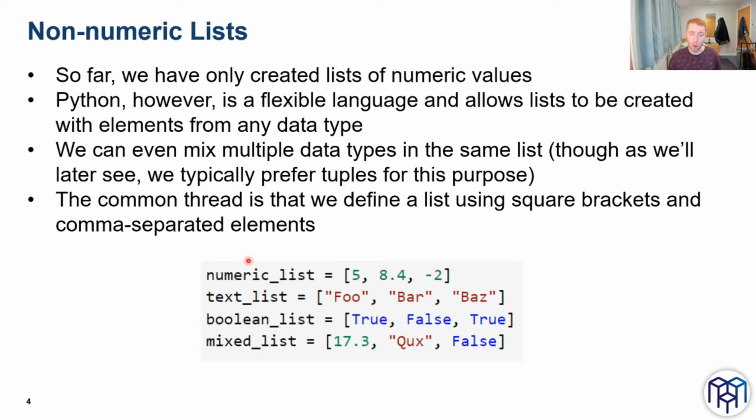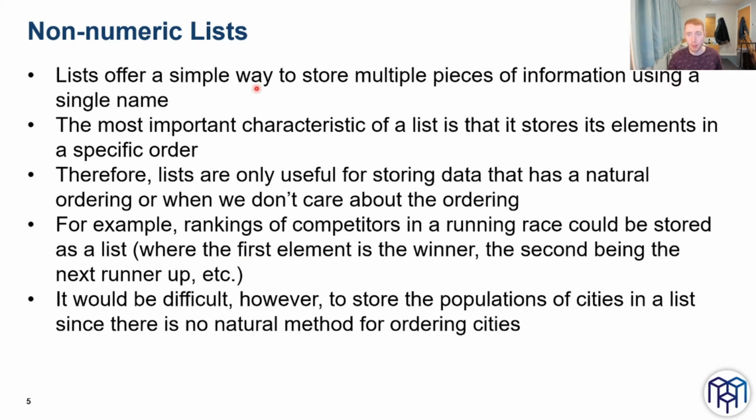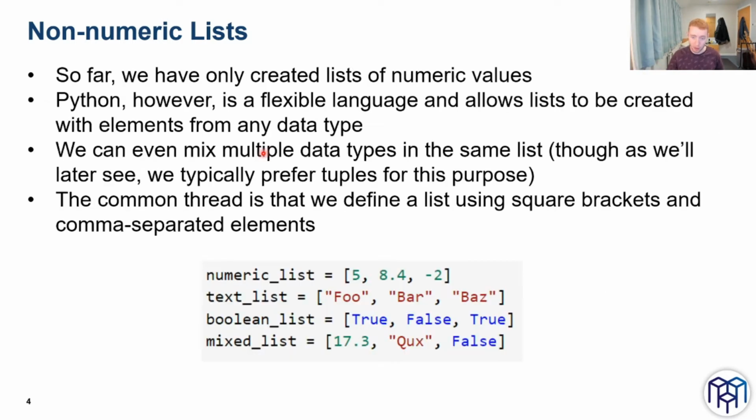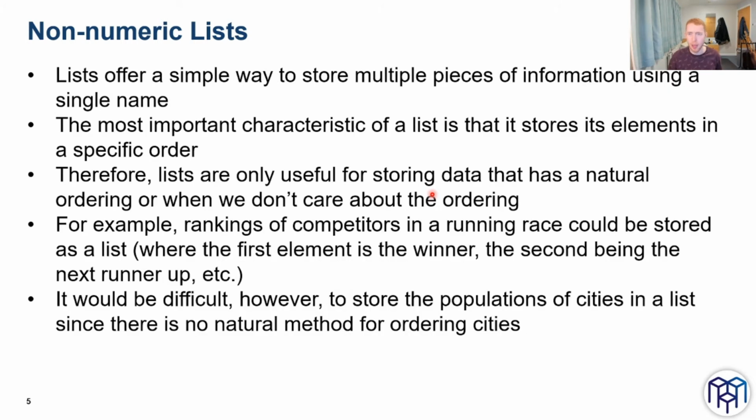Instead, a list is useful when we want to have a single name for talking about a whole collection of data. But the most important characteristic about a list is that it stores its elements in a specific order. Like we can clearly see here, there is a first, second, and third element here. And it would carry on with those going forwards. And so lists are therefore only useful for when we're trying to store data that has kind of a natural order to it, or when we just don't care about the order at all. Because if there is a natural order, we'll put them in that order. If we don't care about the order, we'll put them in any old order.